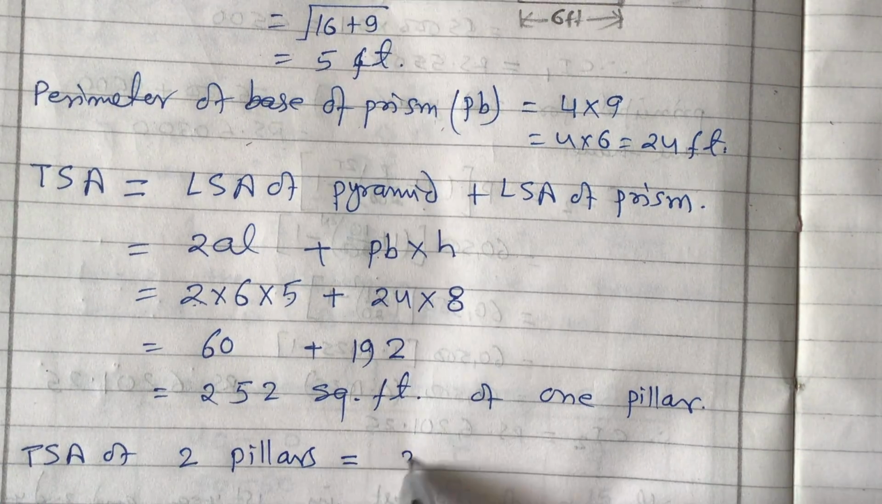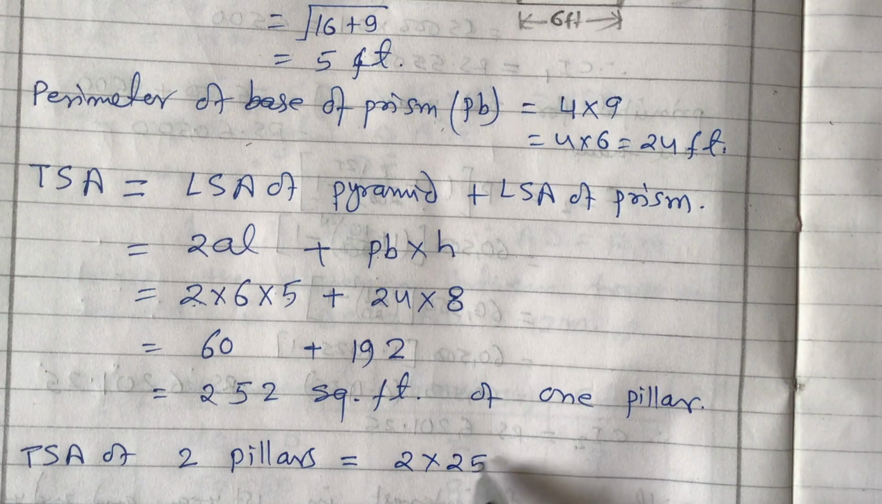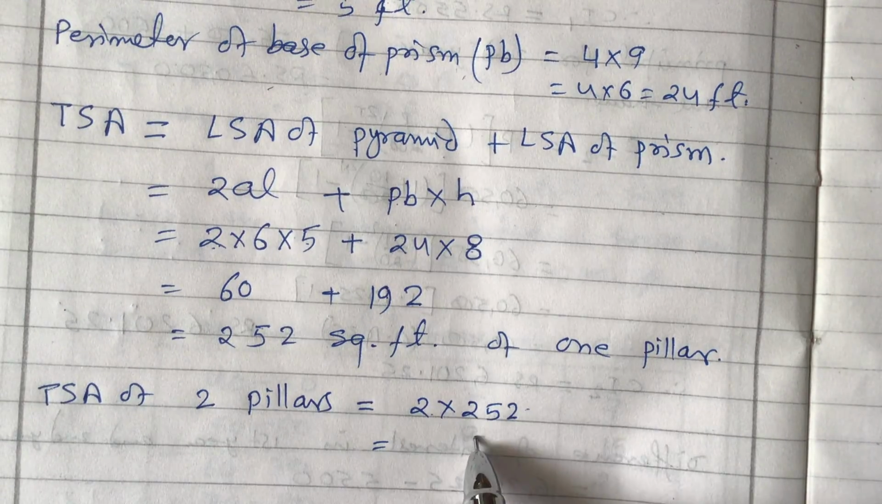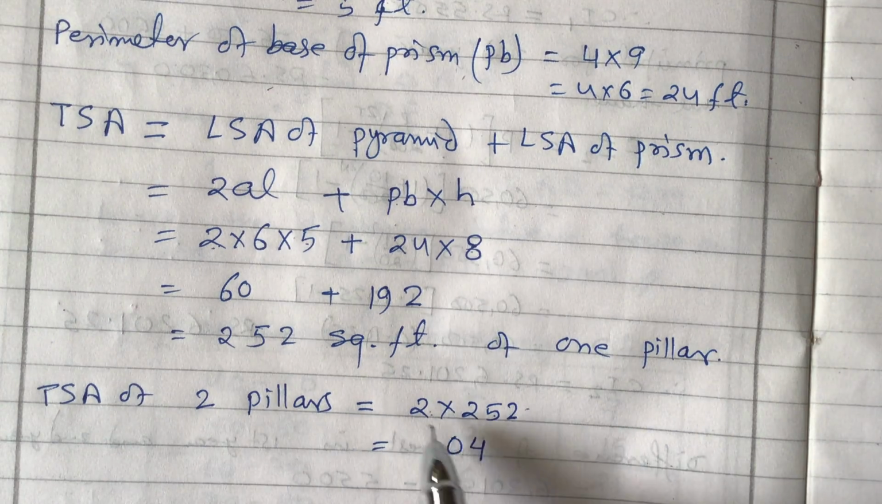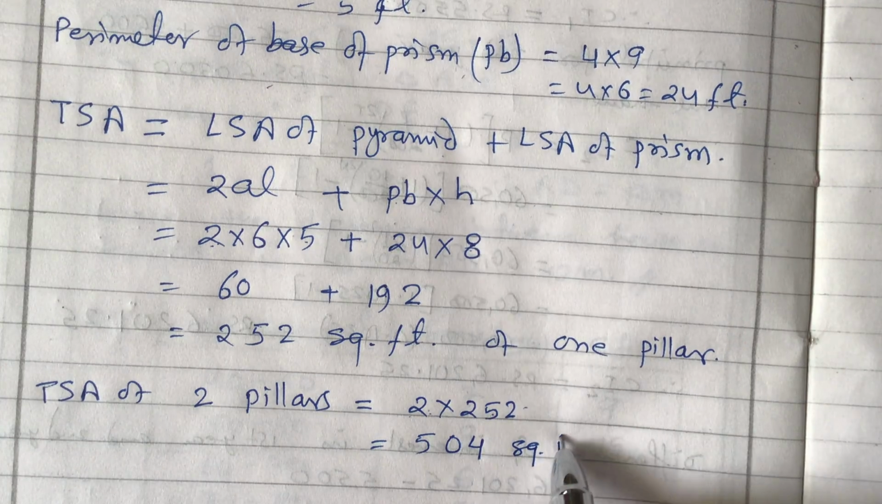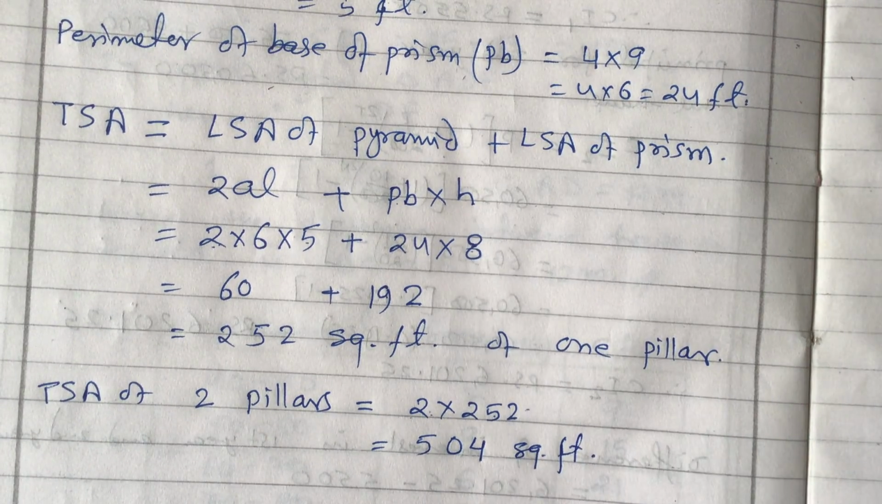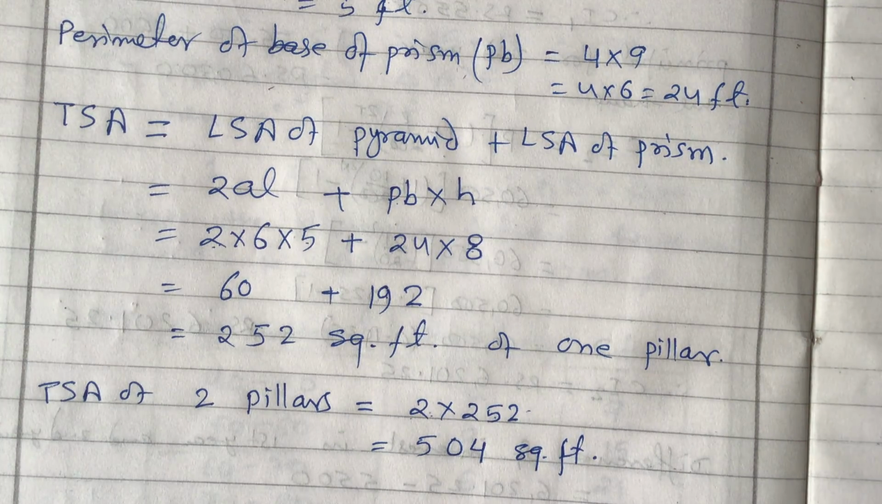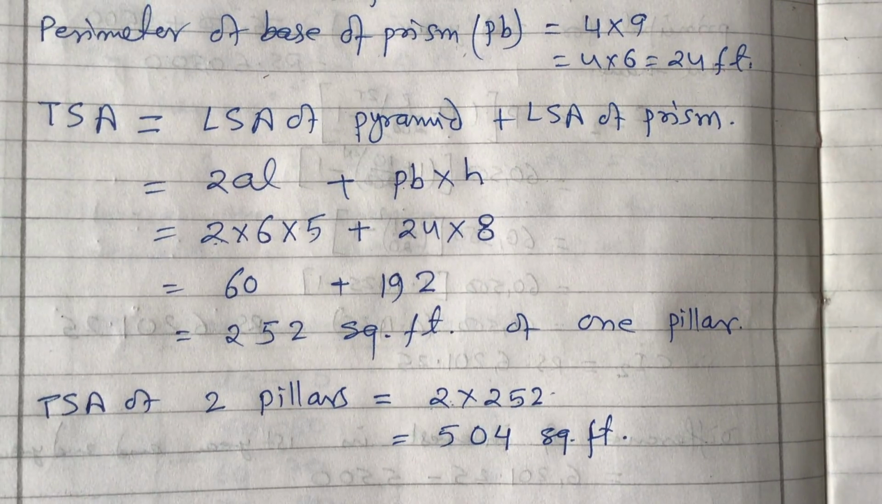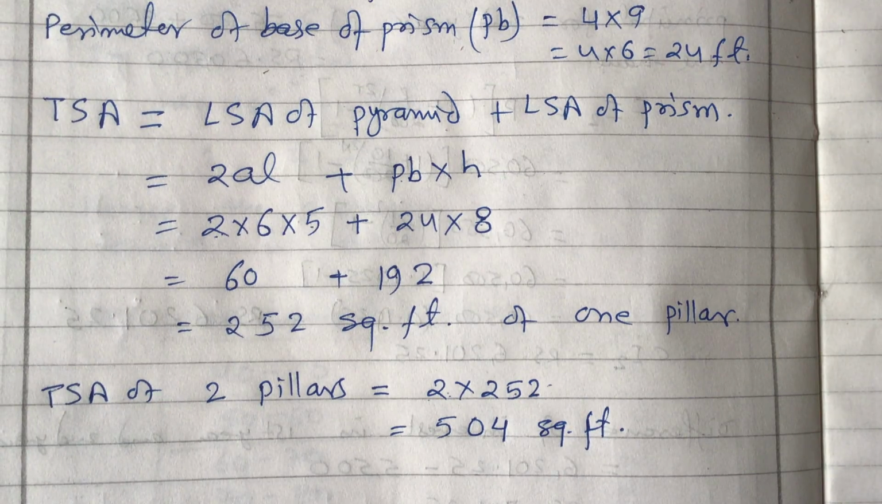Now there are 2 pillars, so the total surface area of 2 pillars is equal to 2 times 252. This is 2 2s are 4, 5 2s are 10, 2 2s are 4, 504 square feet. This is the total surface area of 2 pillars. Now we need to paint both the pillars, isn't it?